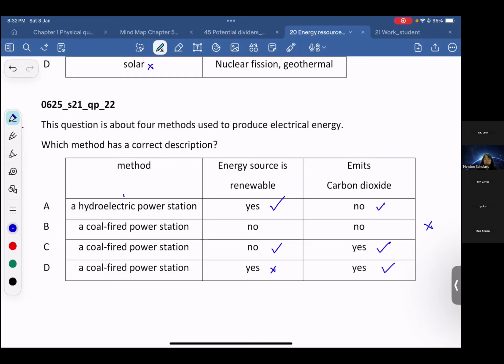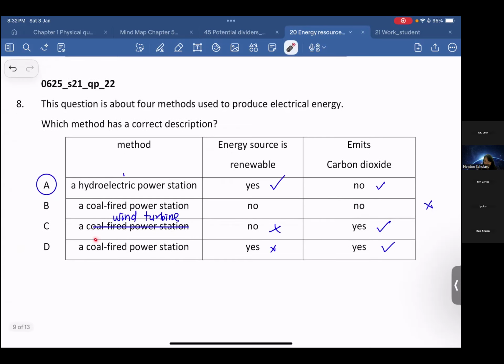I see, dear. Yes, I typed wrongly. Sorry. I know, this one should be a wind turbine. Wind turbine, my bad. It's renewable, so this one is wrong. If wind turbine, the answer should be A. Okay, dear, make a correction. According to my question just now, A and C would be the answer.